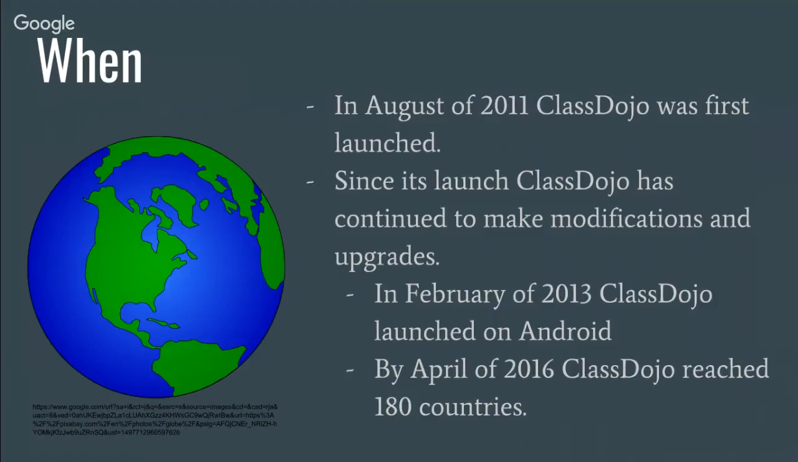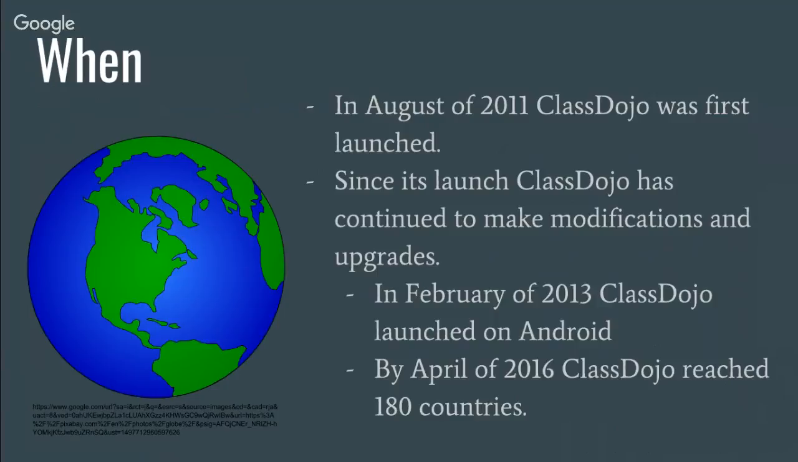It was founded in August of 2011. Since its launch, they have continued to make modifications and upgrades. So in February of 2013, they launched on Android, and then really, really interesting, it's gone global. By April of 2016, Class Dojo reached 180 countries and is in over 40 languages as well. That's a pretty phenomenal feat, and it must be great software if it's being used by that many people.